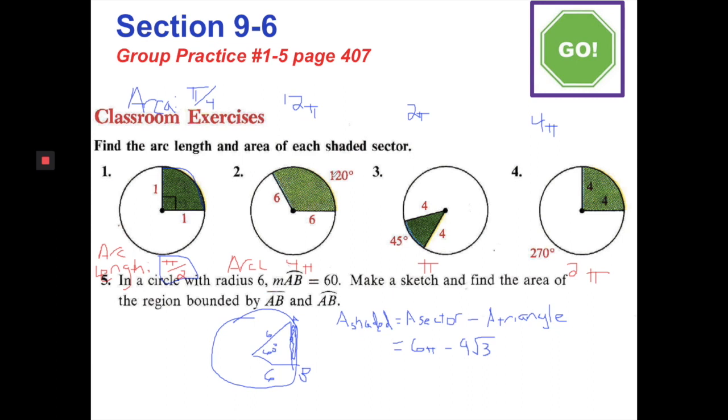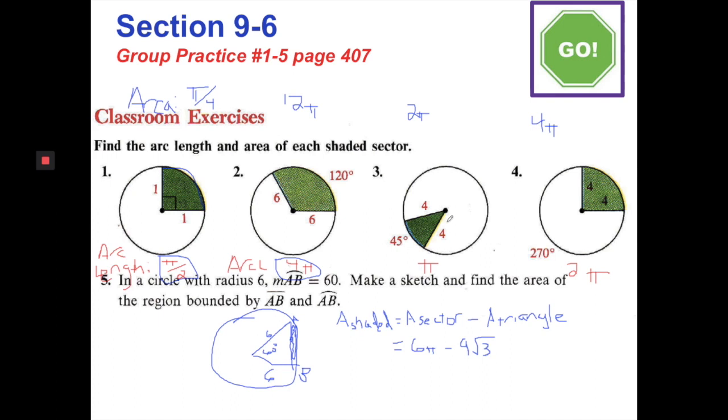Okay, this one here, I got 4 pi for this answer. This 120 degree arc. Measure that arc is 120 degrees, so that's 1/3 of the circle. So this would be 1/3 times 2 pi r, which is 12 pi. So 1/3 of 12 pi is 4 pi. 12 pi divided by 3 is 4 pi, so I'm pretty confident on that.